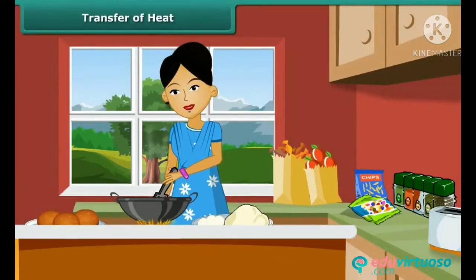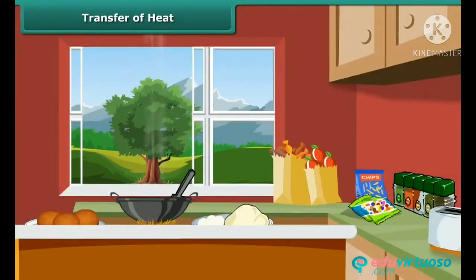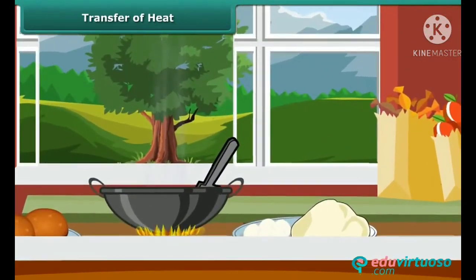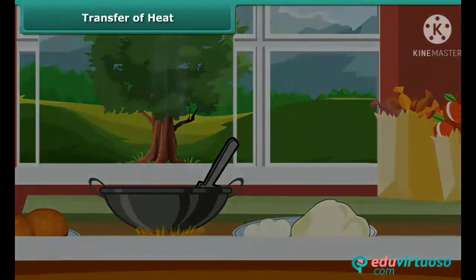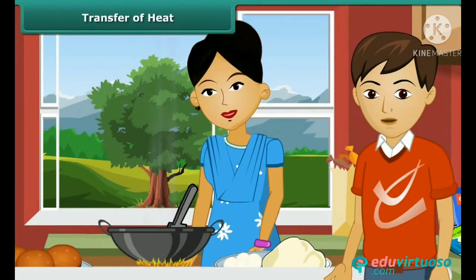Perhaps you have observed that when a stove is lighted in the kitchen, the air inside the room becomes a little warmer. If this air is allowed to come out through an open window, it gradually cools down. The metal stirrer left in the cooking bowl becomes hot. These examples indicate that the bodies at higher temperature lose heat and consequently their temperature falls. When bodies gain heat, their temperature rises.